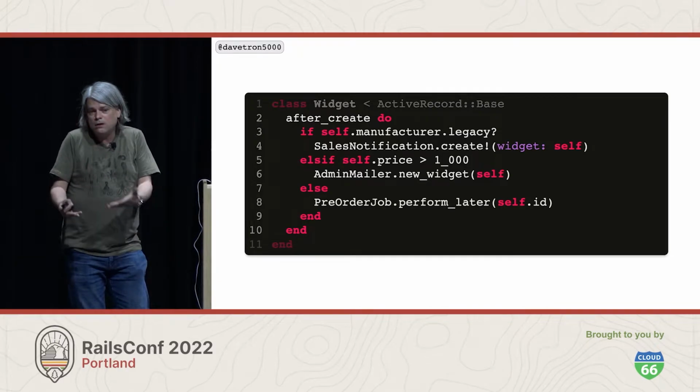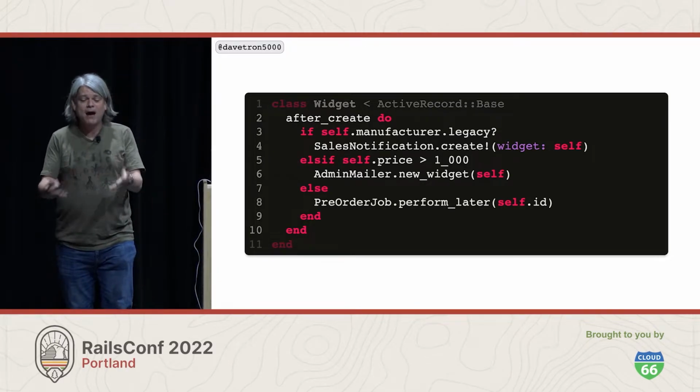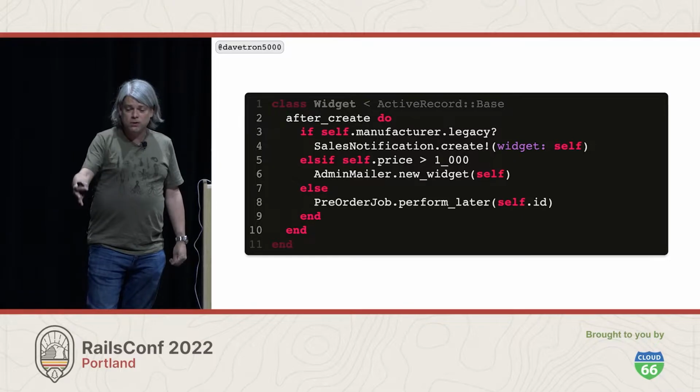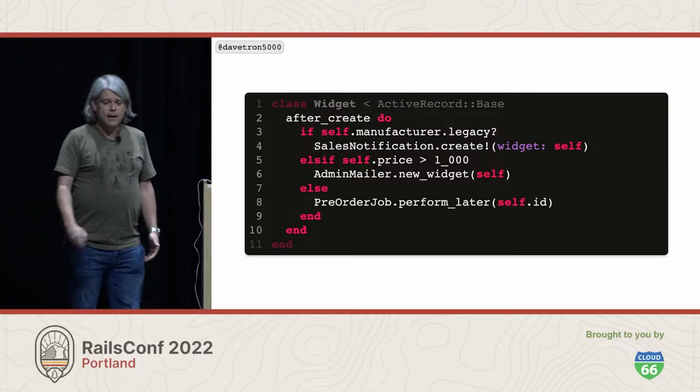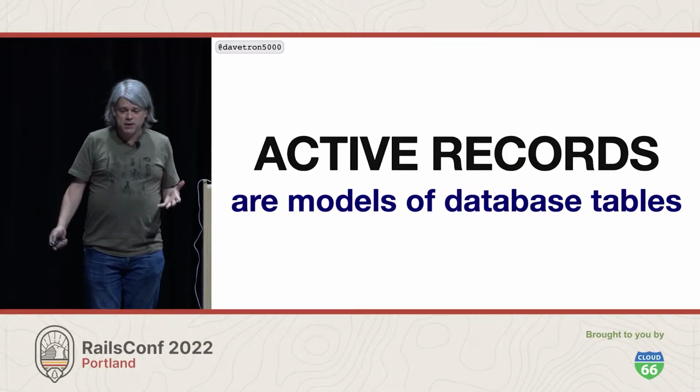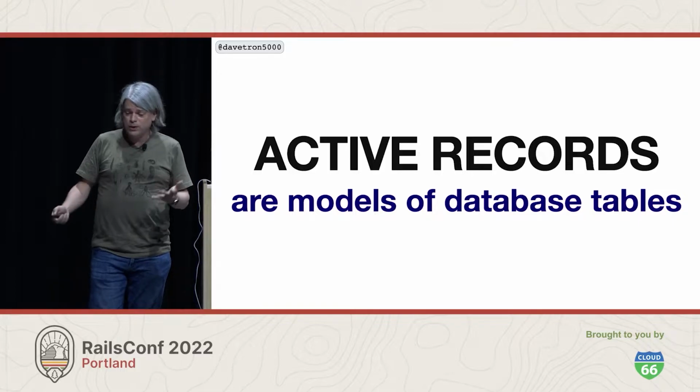This, though, we did this. We didn't have to do this. This didn't have to go there. We chose to make this active record maybe more than what it is to try to manage this code. Right? So active records are models of database tables. That's fine. They're great at that. They're really good at that.